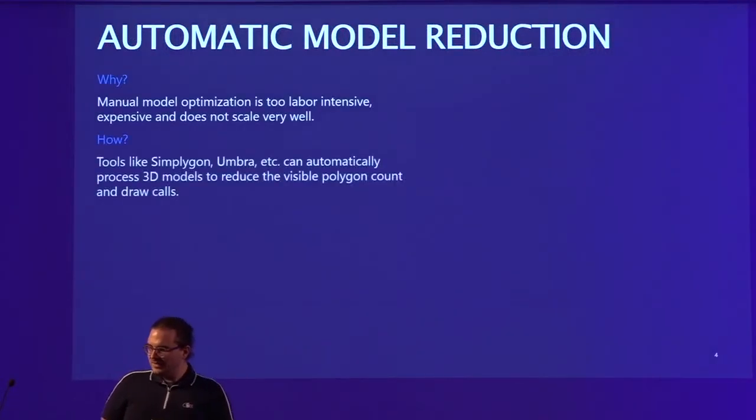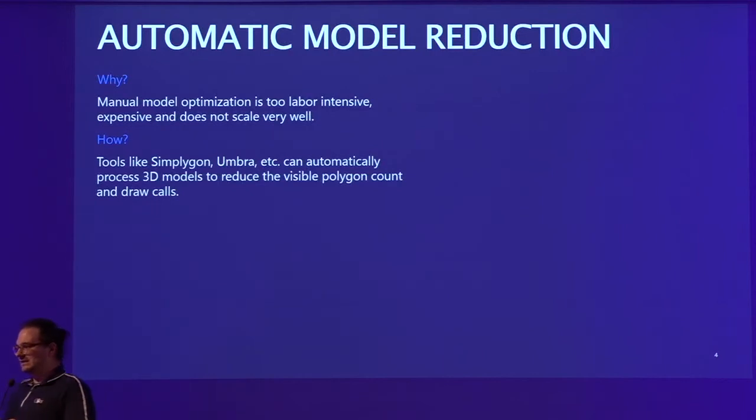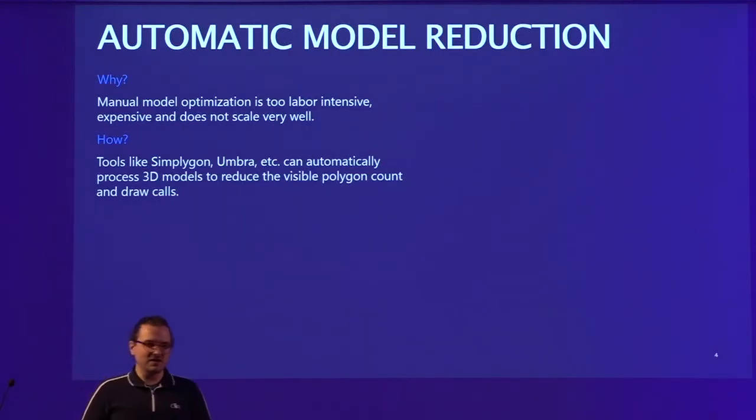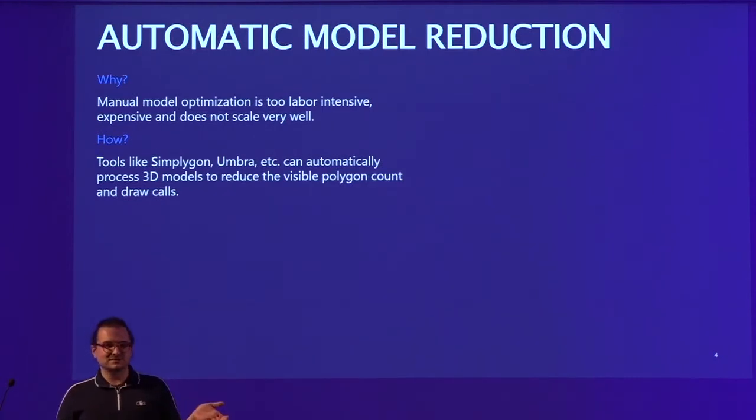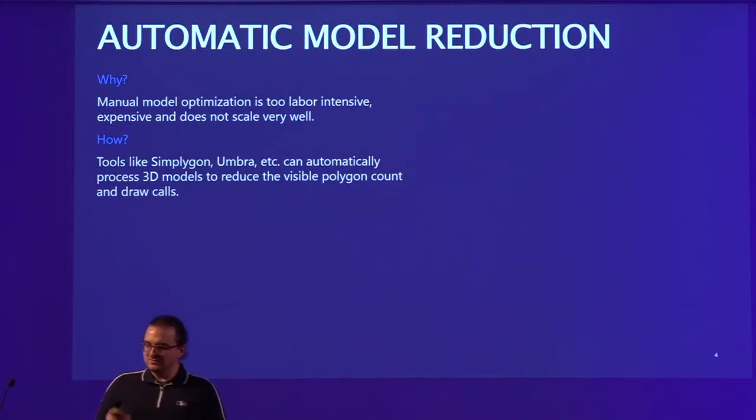So automatic reduction is important, because manual model optimization is not always a way you can go, because of cost, and it doesn't scale. If you have thousands of geometry models or thousands of CAD models to optimize, you cannot hire 1,000 3D artists. That's just not going to work. So what can you do?